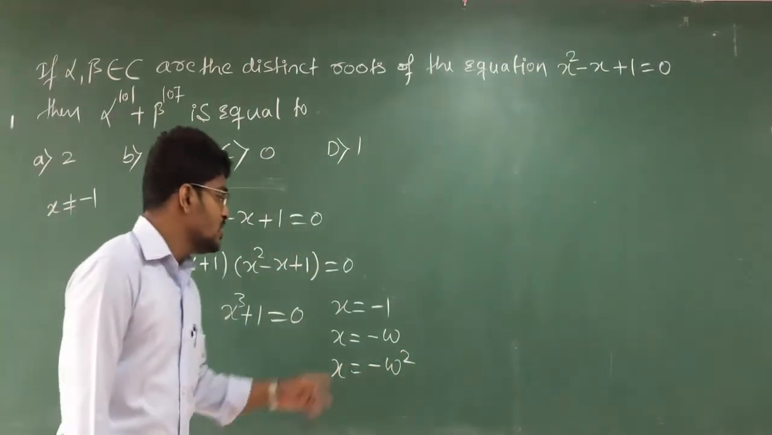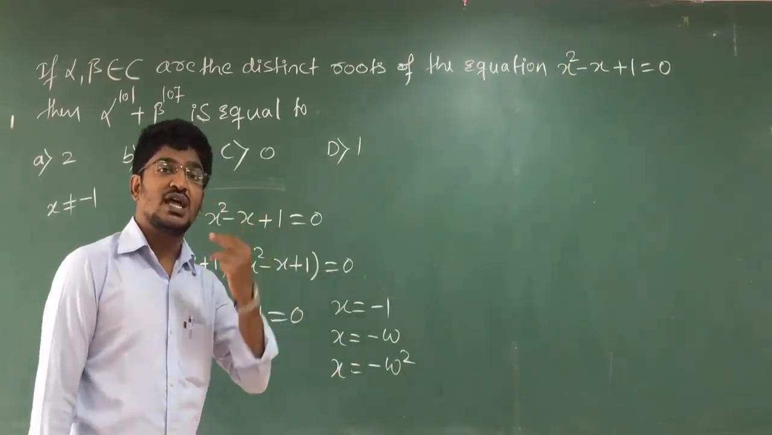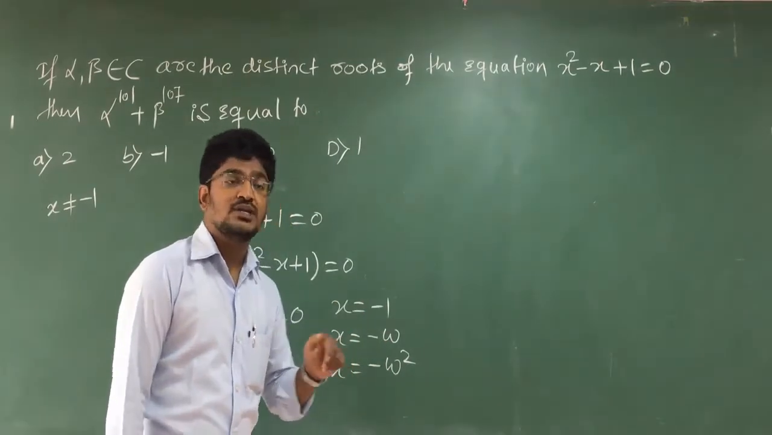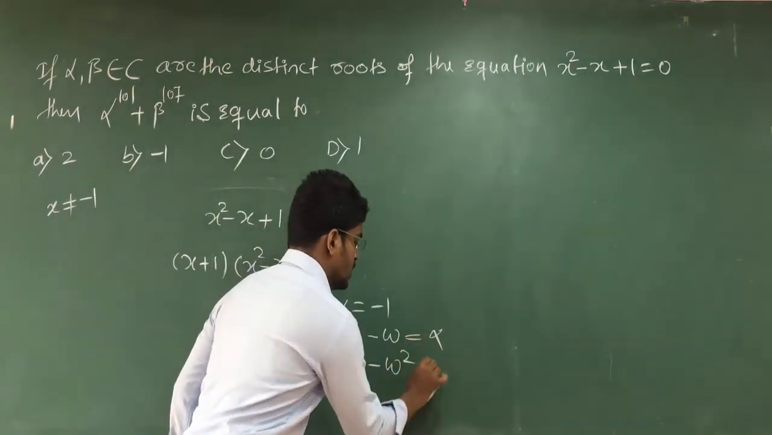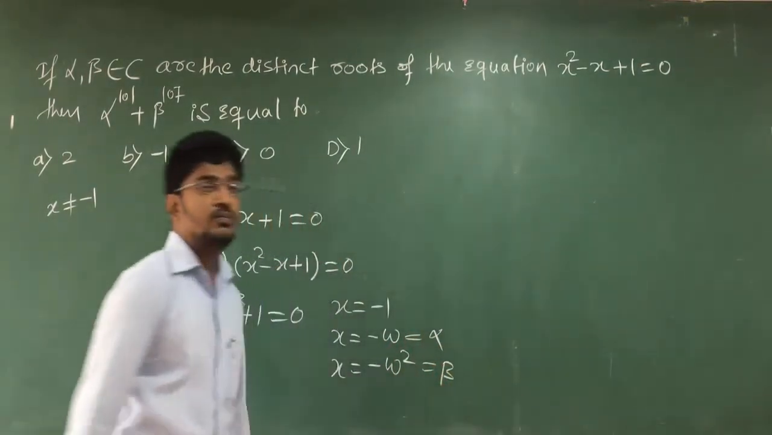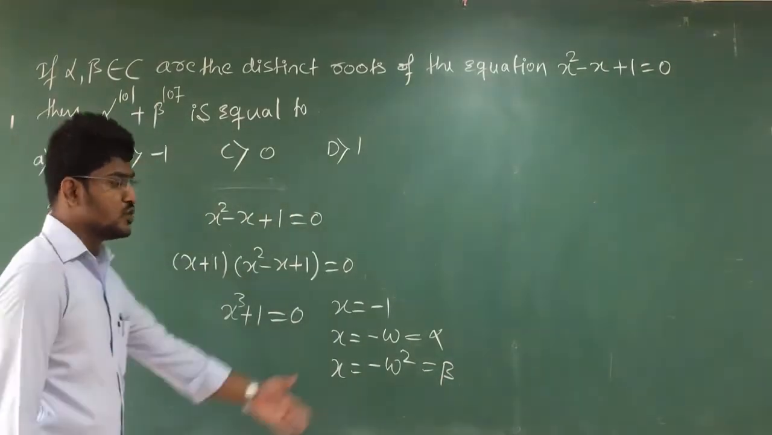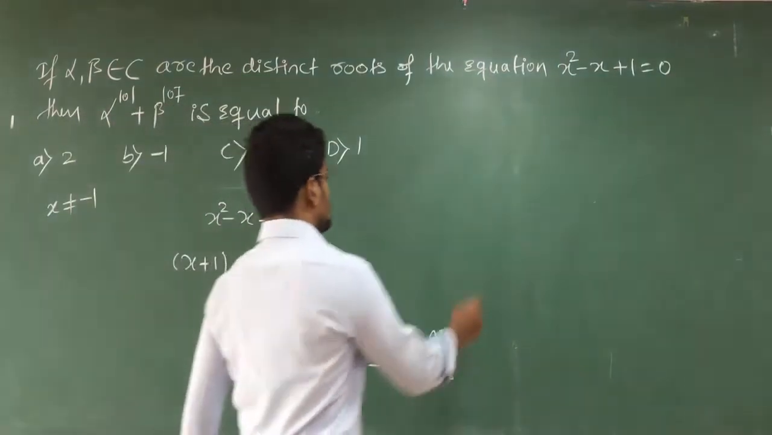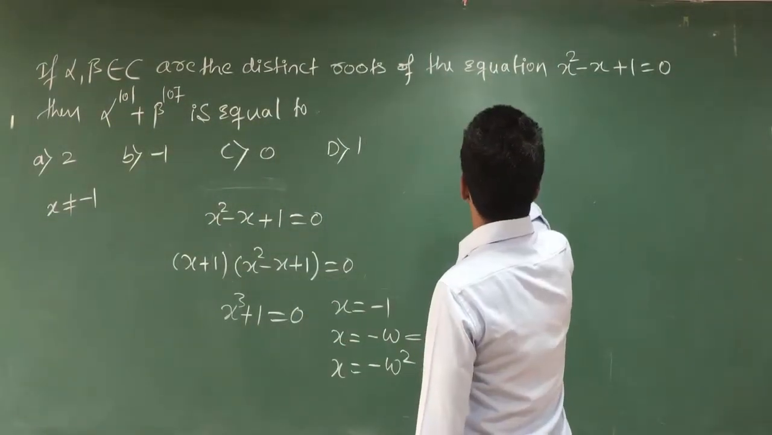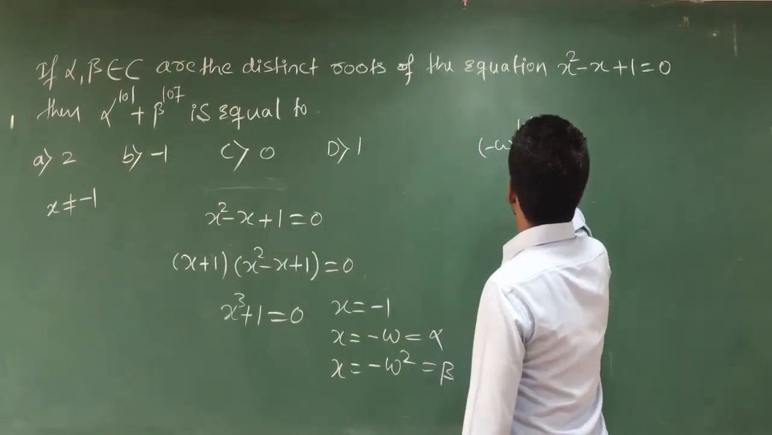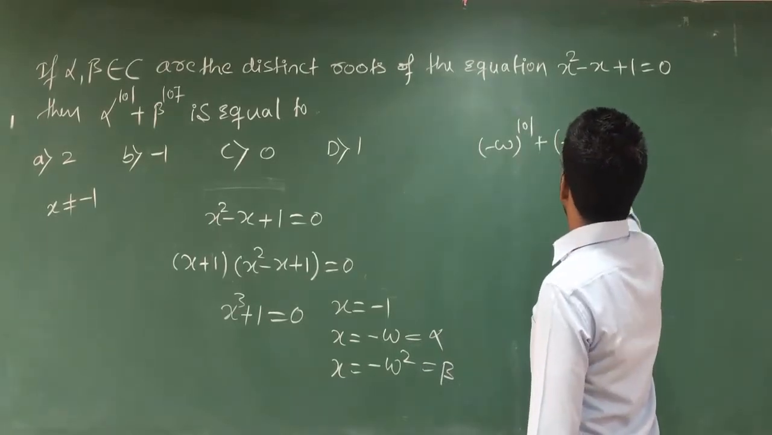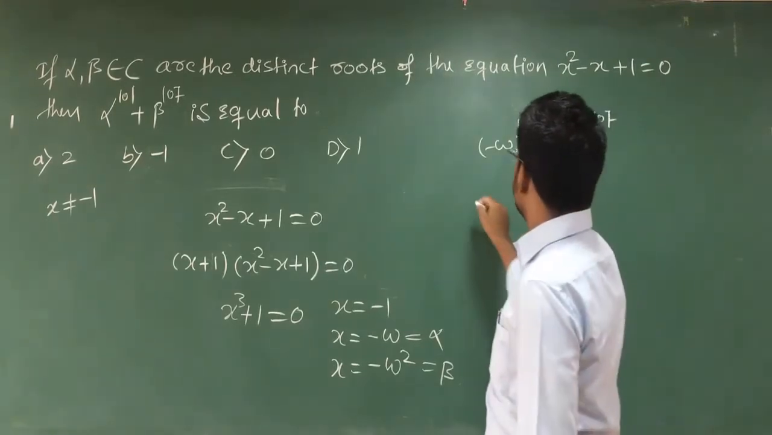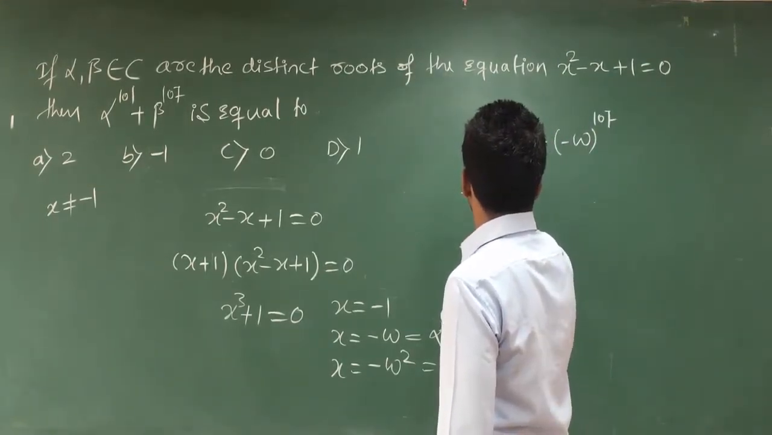Are you getting my point? So these are the three roots. In this, -omega and -omega square are the complex numbers. That is nothing but this will be equal to alpha, this will be equal to beta. Clear? So you got the roots, you have the equation, now you have to simplify. So that will be what? (-omega) to the power of 101 plus (-omega) to the power of 107. Clear? I will take the minus sign common, so it will be minus of omega.